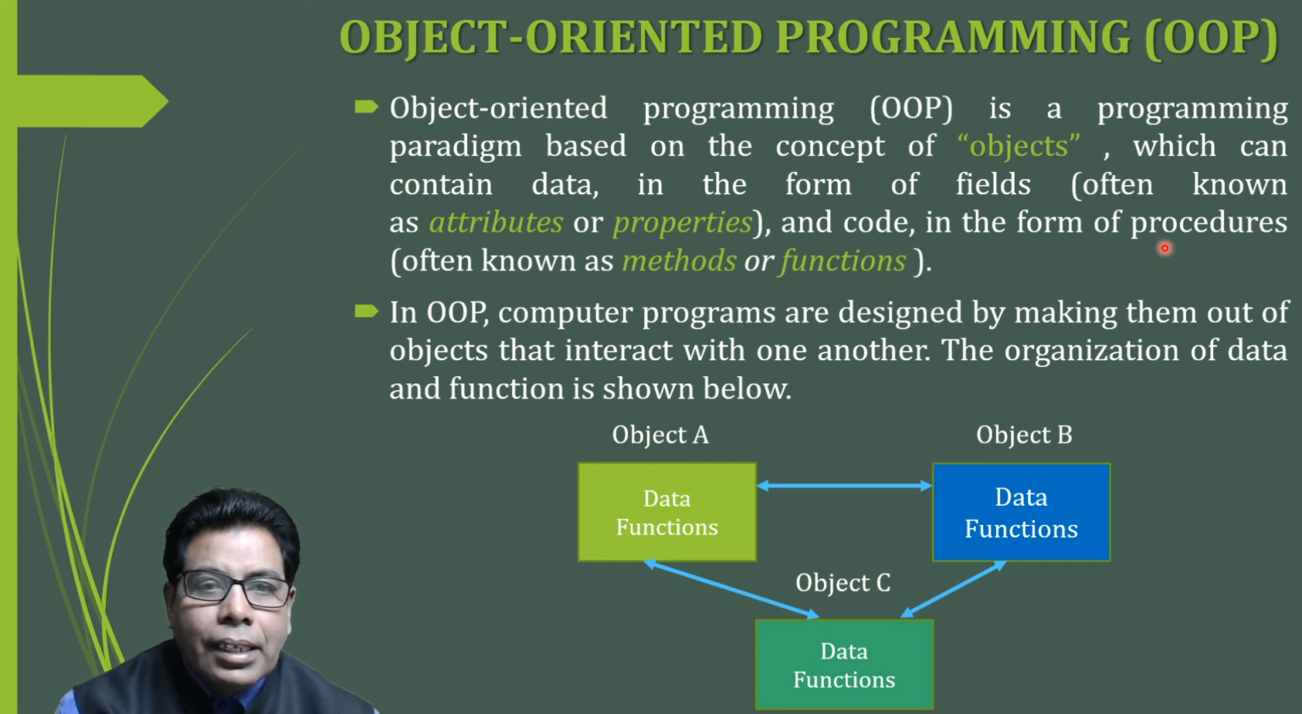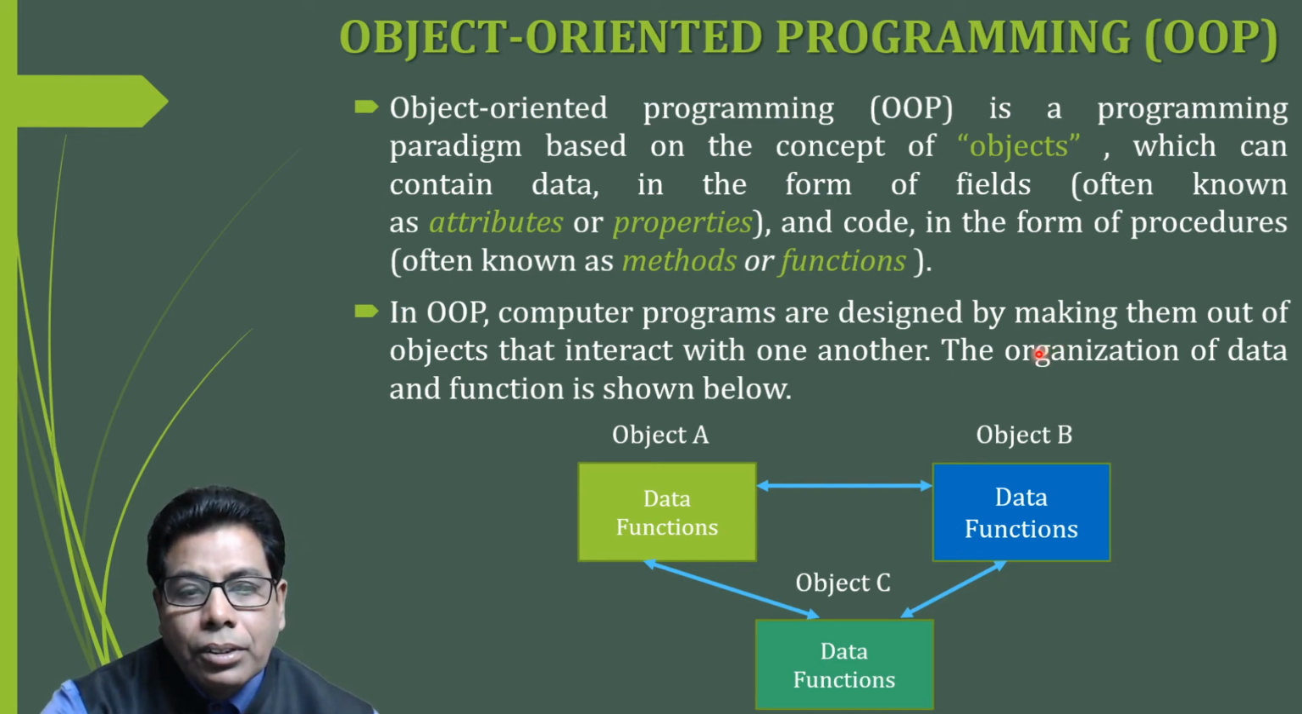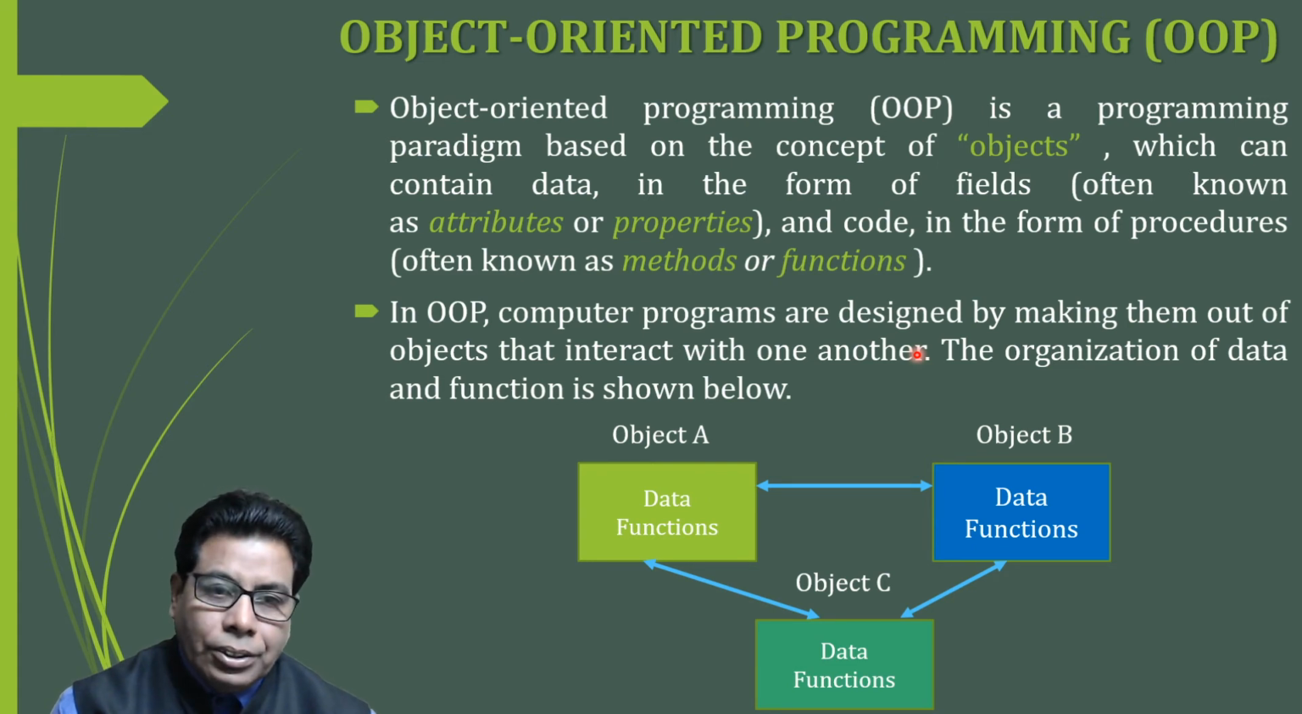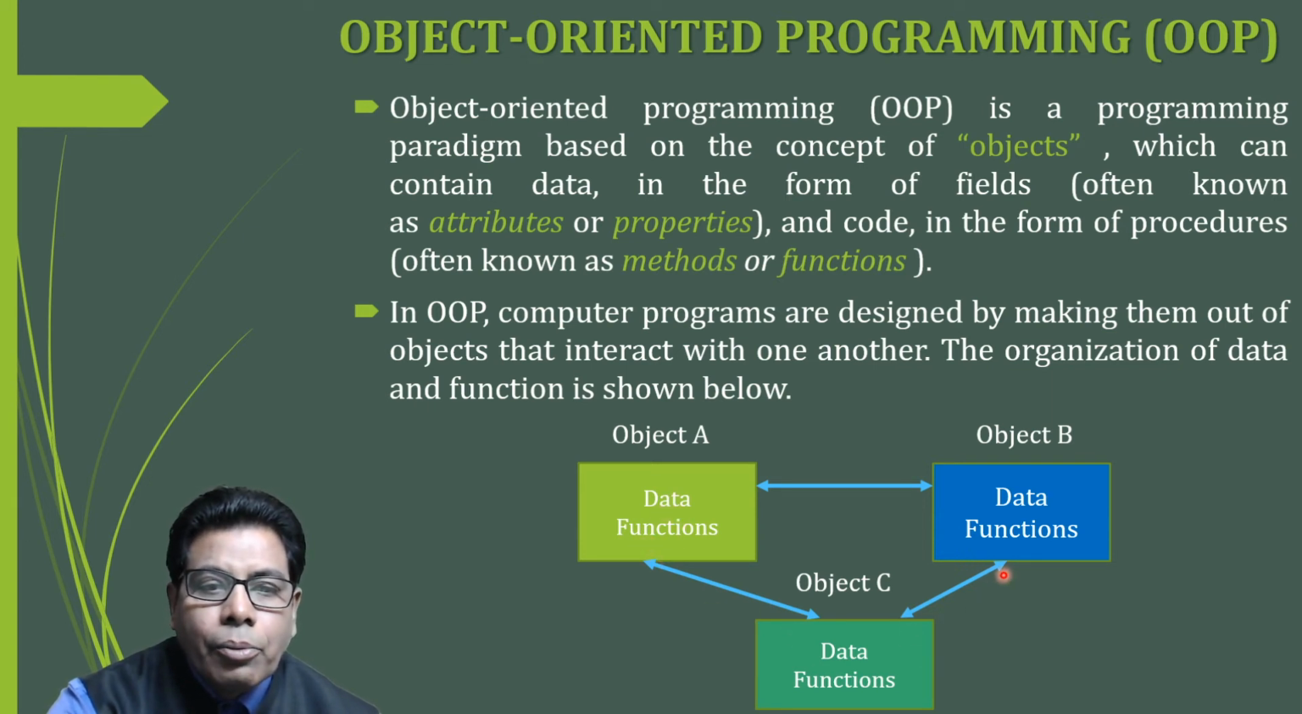So we declare the class and then we make the instances of the class. They are the objects. Here, computer programs are designed by making them out of objects that interact with one another. The objects interact with each other with the help of functions. We can see here we have object A, object B and object C, three objects, and each object has its data and functions with it. With the help of these, the objects can communicate with each other. That is the advantage of using object oriented programming.